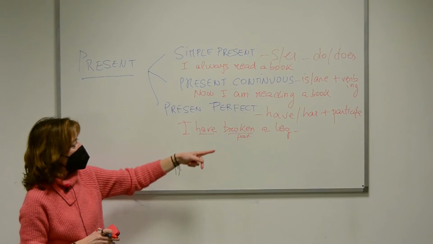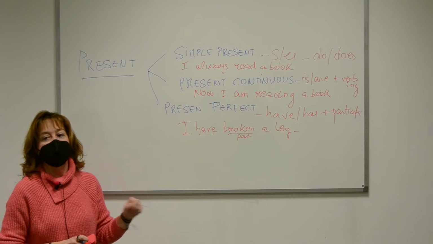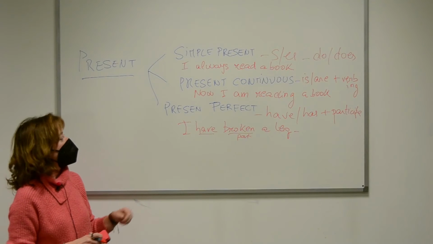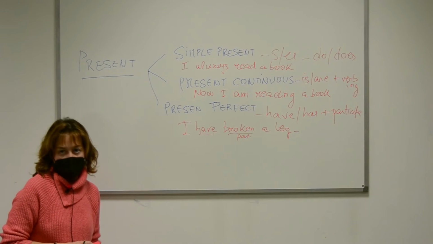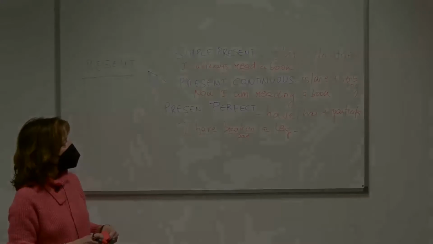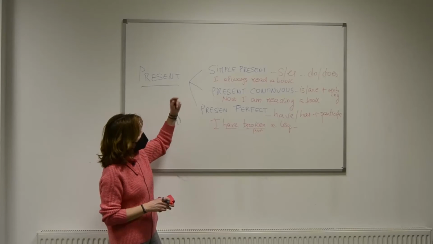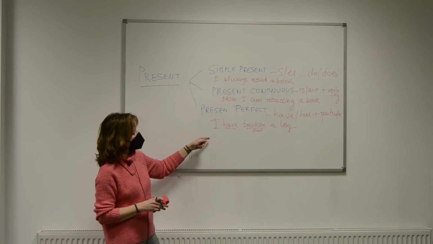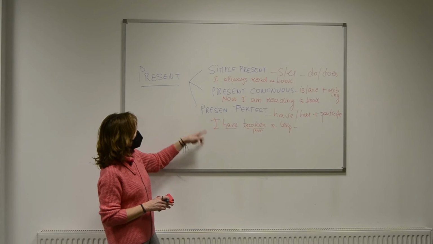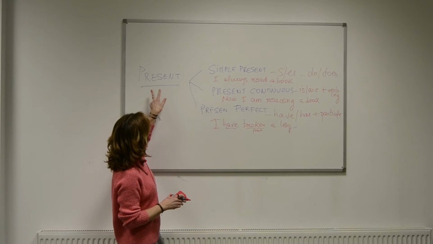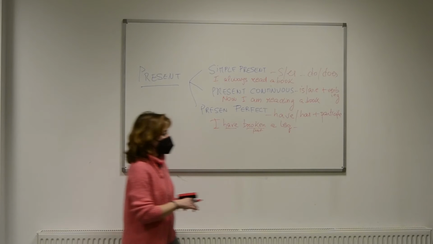Now I have broken a leg. Now my leg is broken. I have lived in London. Now I live in London. Simple present, present continuous, and present perfect. Always times related to present tense.